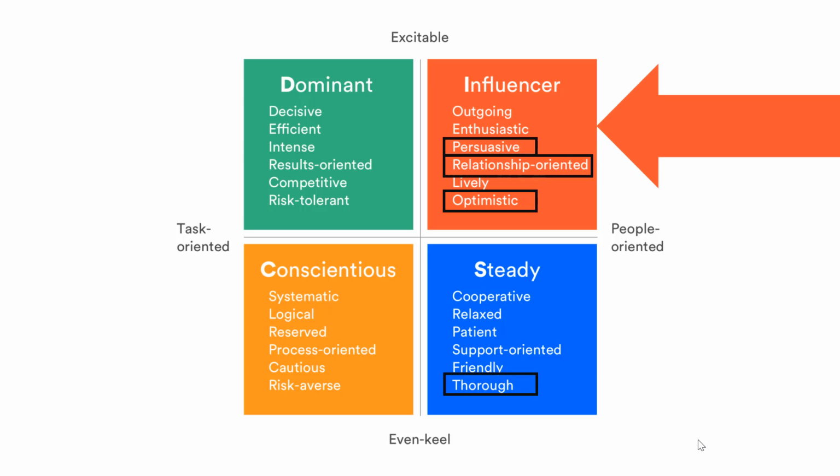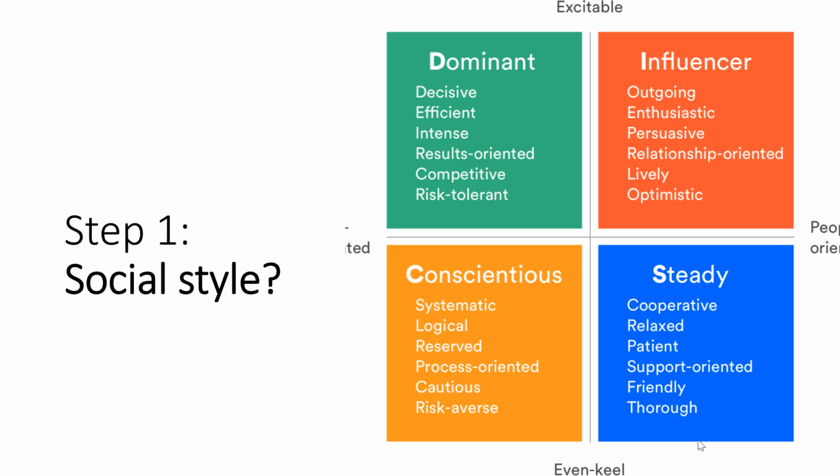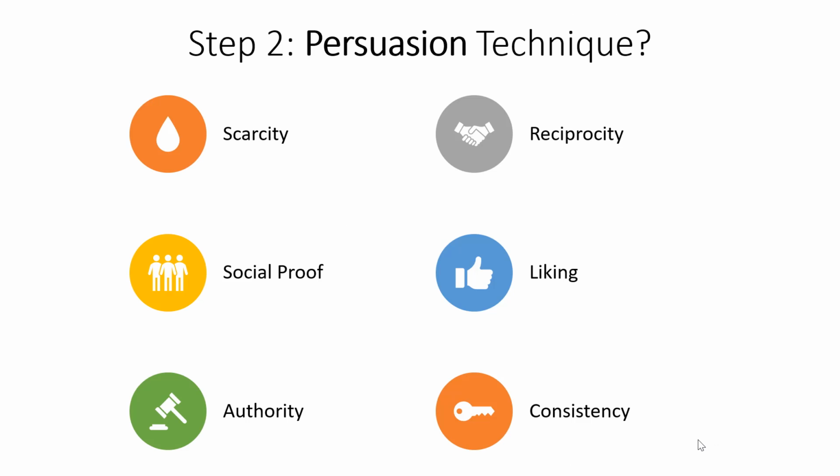Is this person a dominant driver, an influencer, conscientious, steady? What are they looking for? What excites them? Okay, so that's step number 1. What's the person's social style? Once you understand their social style, you go to step number 2, the persuasion technique.